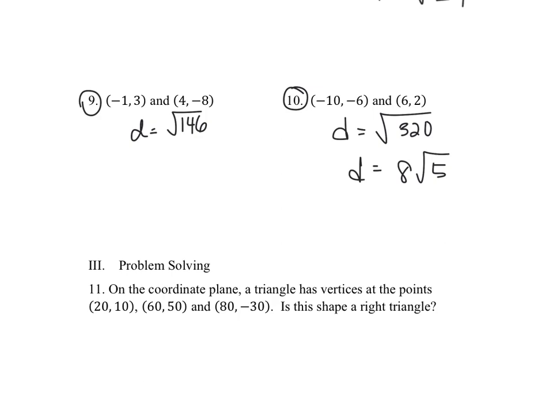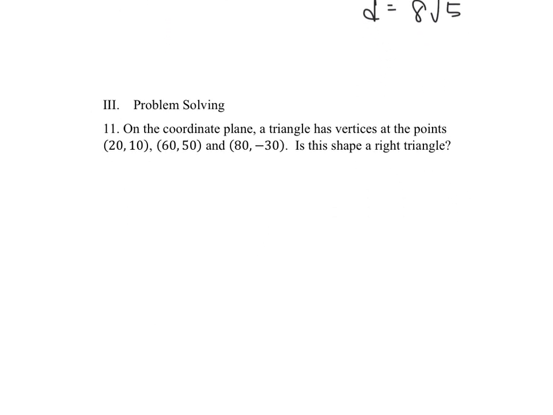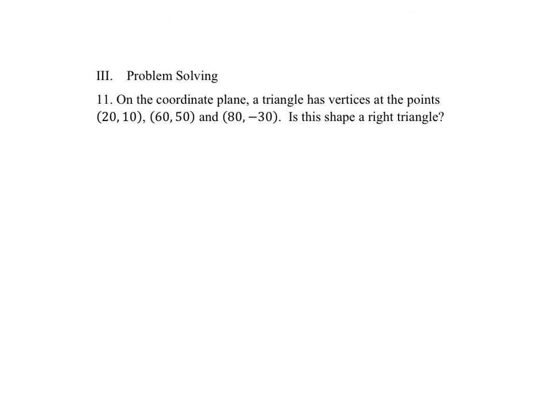So in this last piece, you can use this distance formula. It says on a coordinate plane, a triangle has vertices at the points 20, 10, 60, 50, and 80, negative 30. Is it a right triangle?